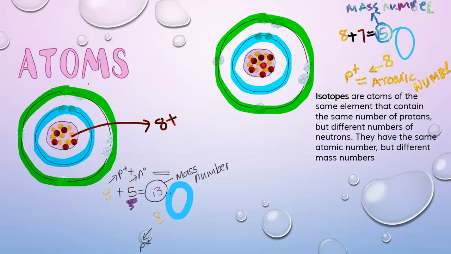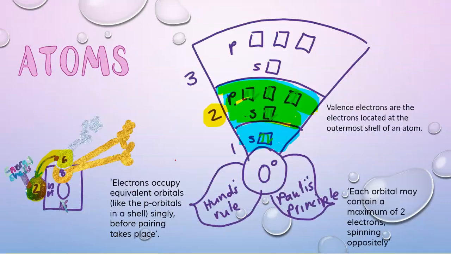If we look on the outside, she has 8 electrons. So the outside will have a charge of 8-. Okay, so the inside has a positive charge of 8+, the outside has a negative charge of 8-, and together they give us a neutral charge. That is why when we drew Olivia over here, we put the little 0 in the air to tell us that the charges basically cancel each other out.